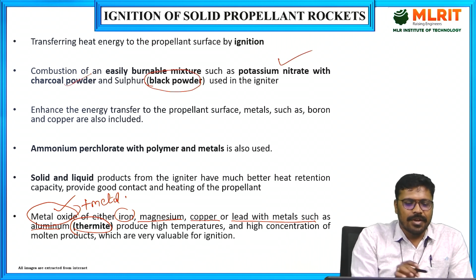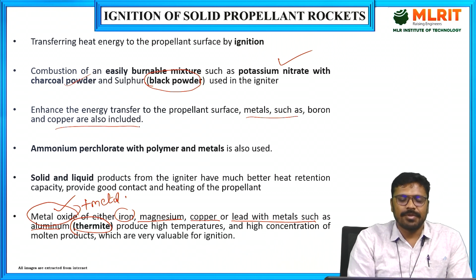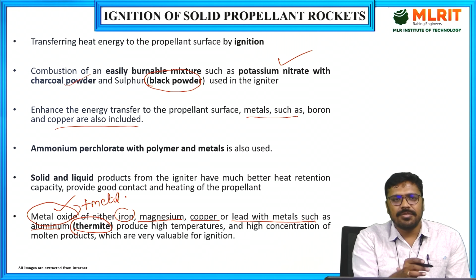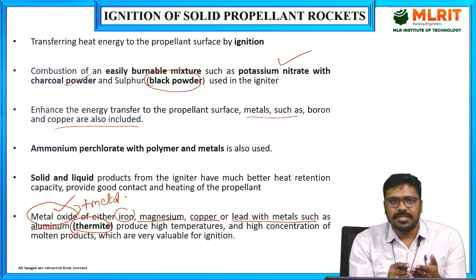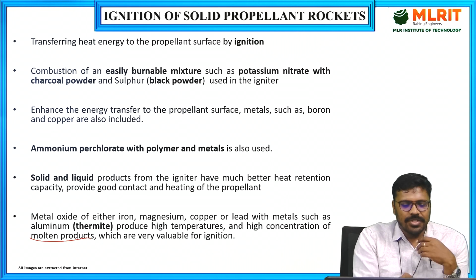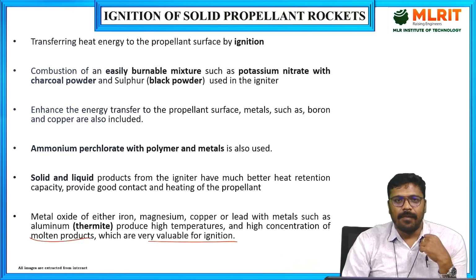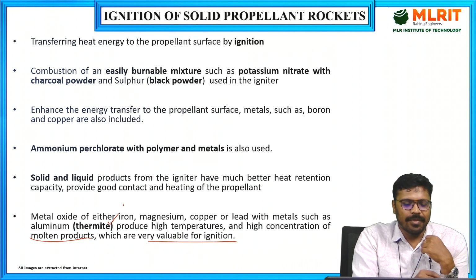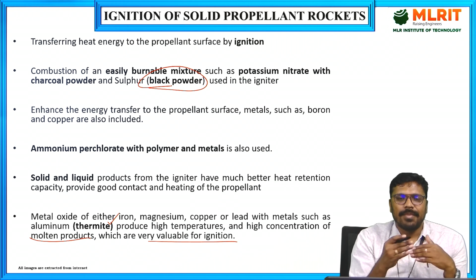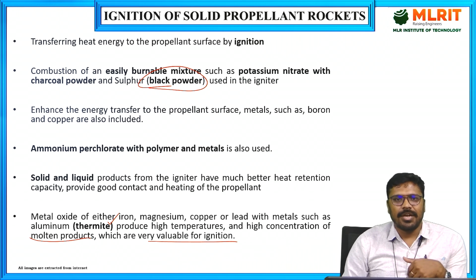Even metals like boron and copper can be used in the igniter mixture, and along with these metals, we can also add metal oxides to get molten products, which are very valuable for the ignition process. Either we can use a thermite mixture or black powder; metals with metal oxides are also used in igniters for immediate combustion and heat transfer to the propellant grain.